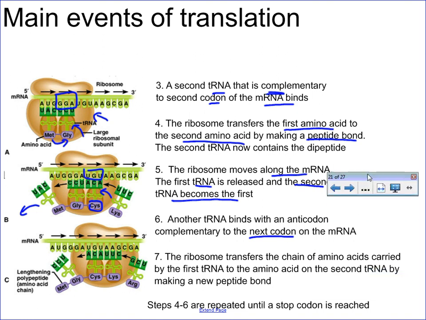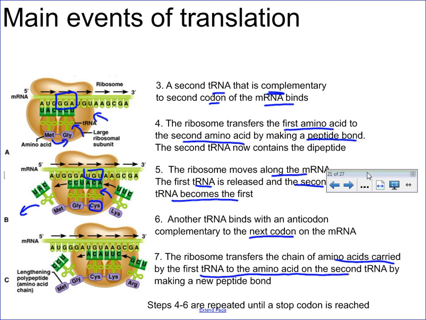The ribosome then transfers that chain of amino acids carried by that first tRNA to the amino acid on the next tRNA by making a new peptide bond. So a new peptide bond gets formed. Steps 4 through 6 basically get repeated until a stop codon is reached. So the ribosome keeps moving down that mRNA, letting transfer RNAs into that large ribosomal subunit, catalyzing peptide bonds until a stop codon is reached.